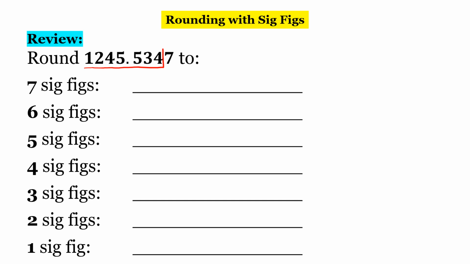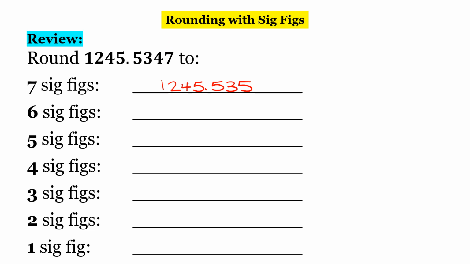Those are the 7 numbers we know we're going to keep, and then we look at the next digit here. Are we going to round this up to 0.535, or do we leave it as 0.534? If you remember your rounding rules, if your number is between 5 and 9, we round up to the next number. So this would be 1245.535.